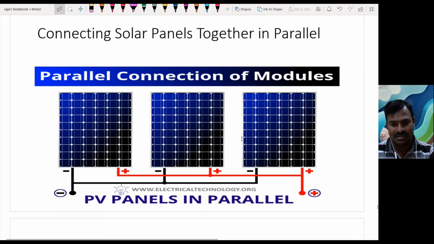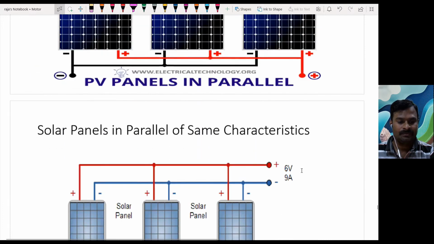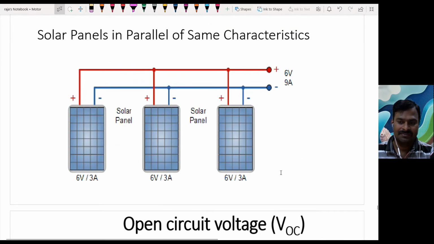In the VOC condition, with the parallel connection, the voltage remains the same, and the 20 volts will be available across these two terminals, but the current is getting added up. So KCL and KVL also apply here. You can see here the same thing is given, but with a graphical representation.